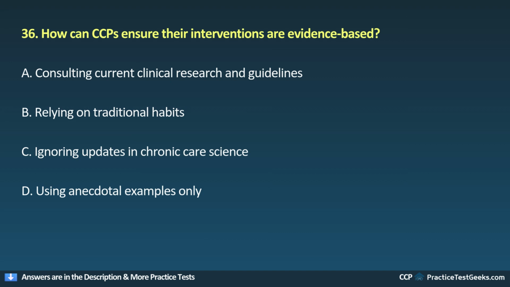36. How can CCPs ensure their interventions are evidence-based? A. Consulting current clinical research and guidelines. B. Relying on traditional habits. C. Ignoring updates in chronic care science. D. Using anecdotal examples only.